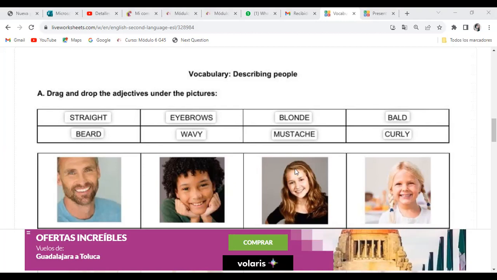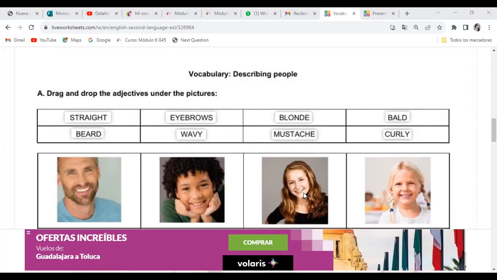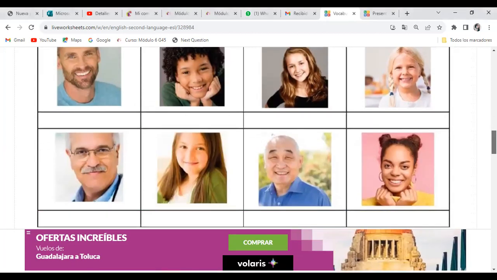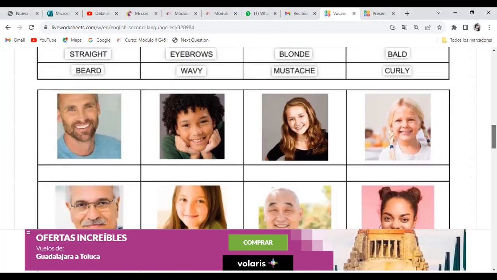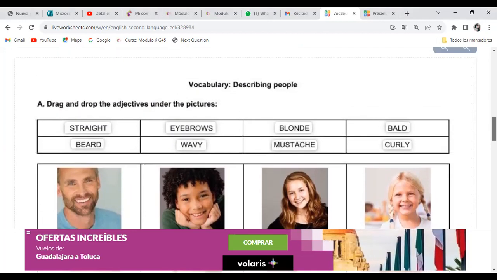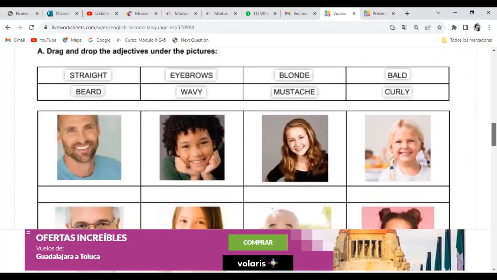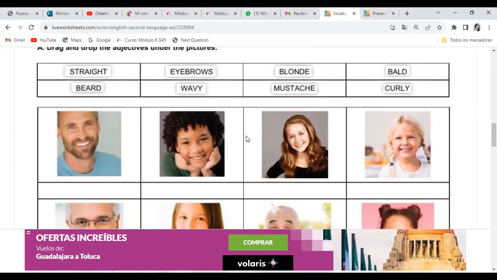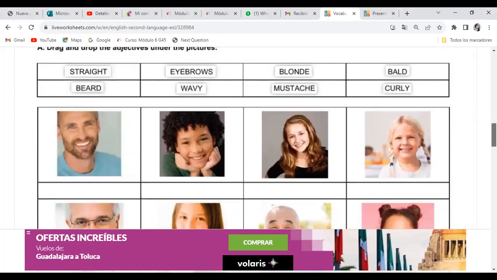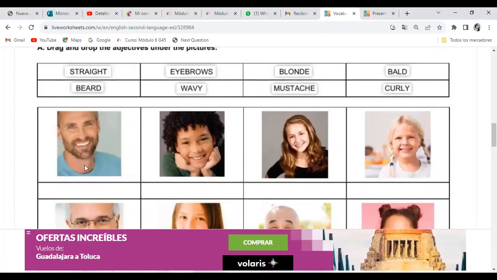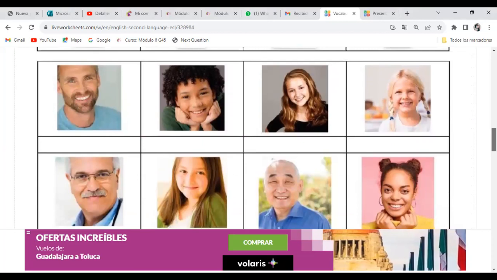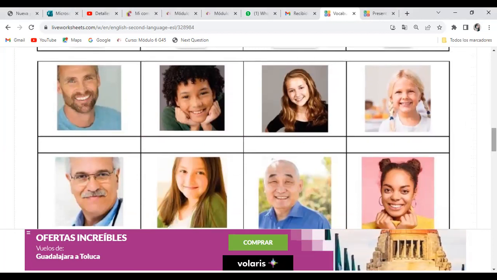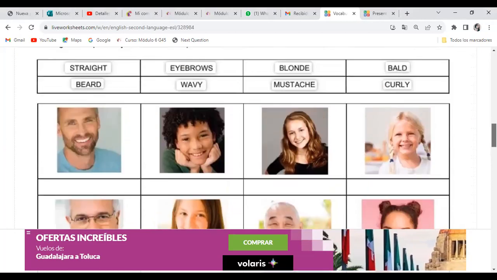Ahora chicos, en este ejercicio, si ustedes ven, tenemos diferentes personas con diferentes características. We have different people with different physical features. Physical features, ¿ok? Diferentes características físicas. Now, guys, I would like you to tell me which of these adjectives matches with each of these people. For example, in the first, we can see a guy, we can see a man, and it's very different from the rest because this is the only one that has, bueno, que tiene barba, ¿sí o no? Es el único que tiene barba.